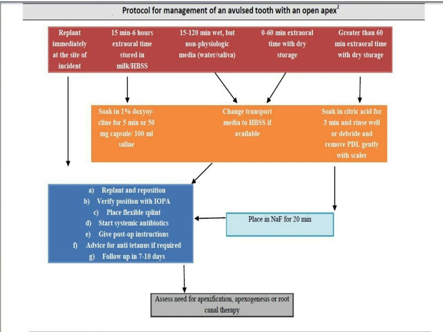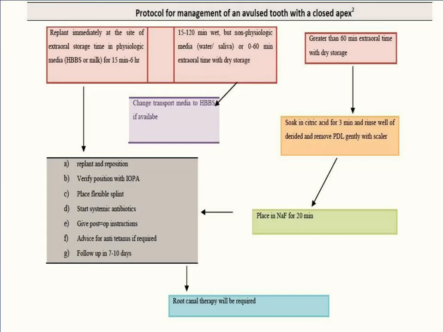So next is the protocol for an avulsed tooth with a closed apex. As said before, there is a common protocol which you can see in the grey box. Reimplant immediately at the site of injury if the extraoral time is within limits and the tooth is in HBSS or milk solution.